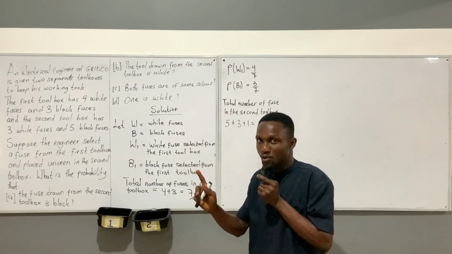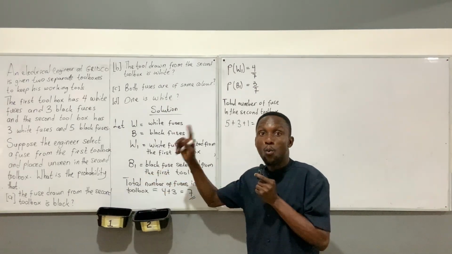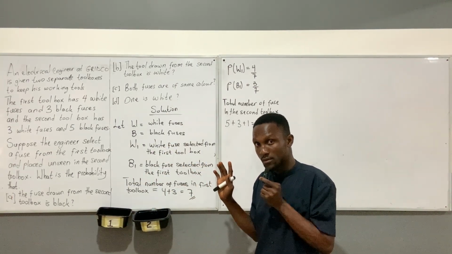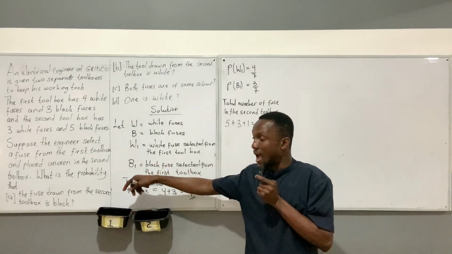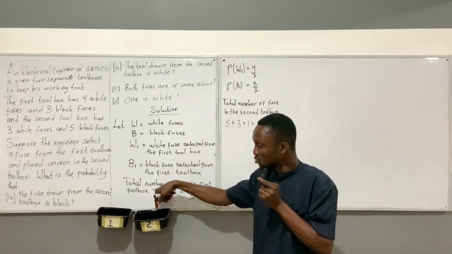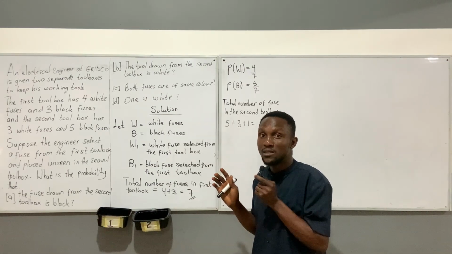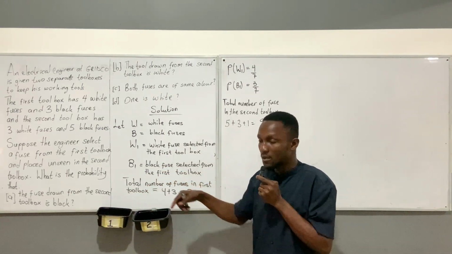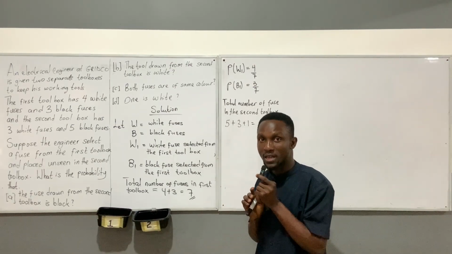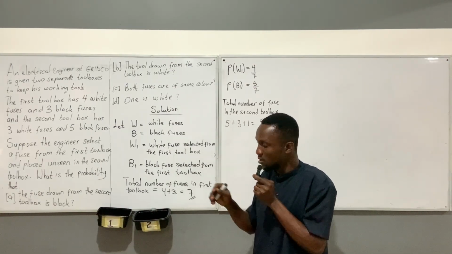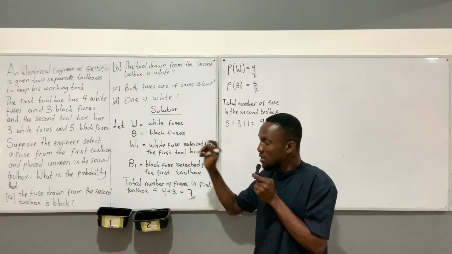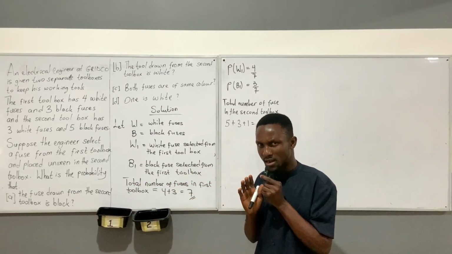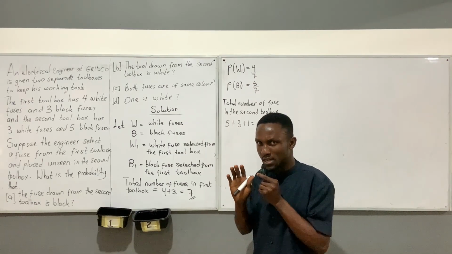The first scenario is I picked a white fuse and dropped it here. The second scenario is I picked a black fuse and dropped it here. So what is the probability of this box, assuming it was a white fuse I dropped here? And when we finish, we will then come and find the probability of this box, assuming it was a black fuse I picked and dropped here. Do you understand what I say? Okay, so let's solve for the first one.